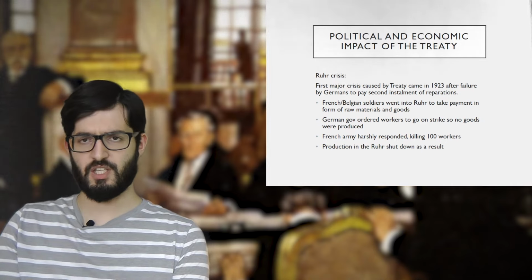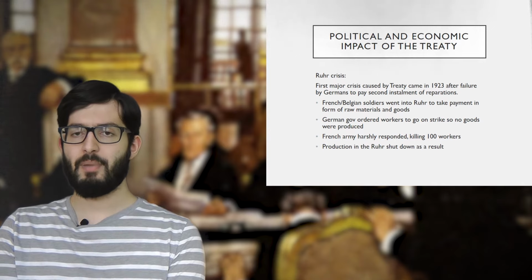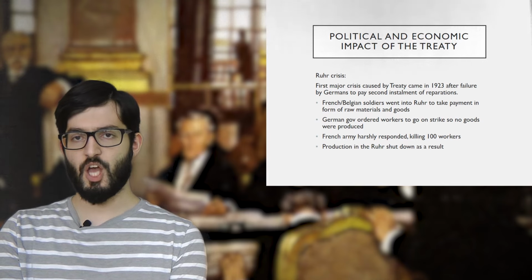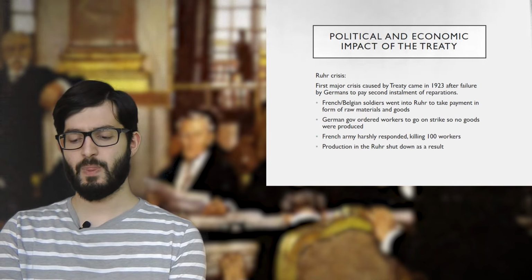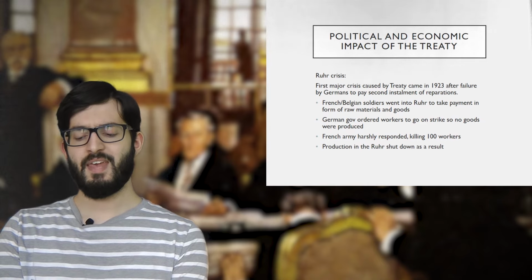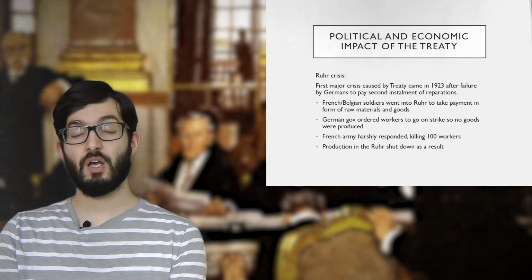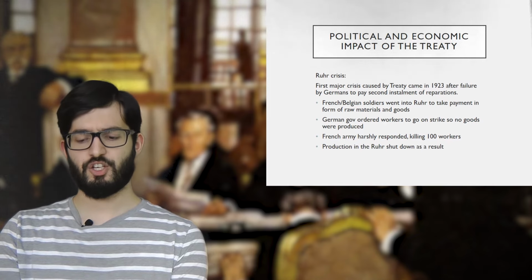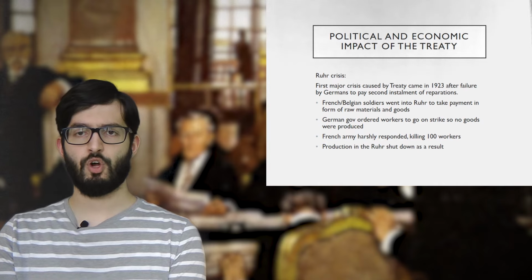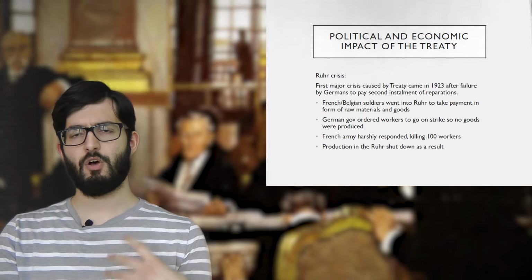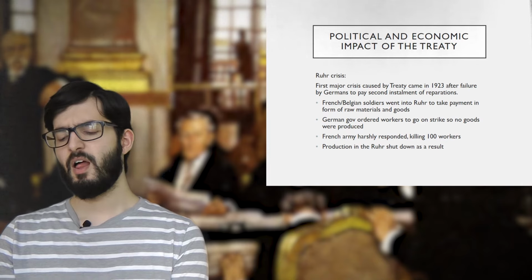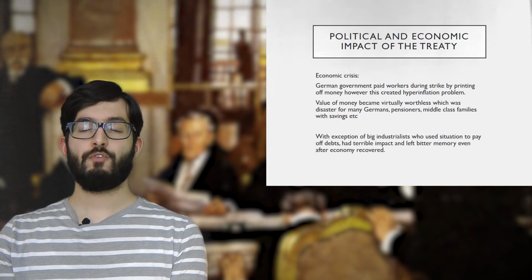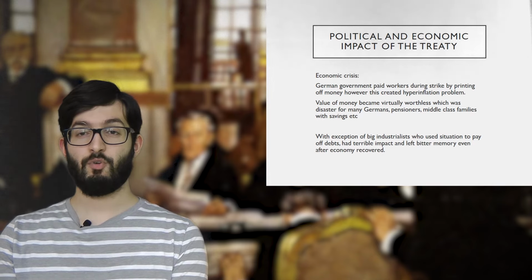The French respond quite harshly to this, not impressed at all by this attempt by the Germans, as under the Treaty of Versailles it was legal for the French to go into Germany and take goods by force if necessary. And so the French army responds harshly, in the end killing 100 workers during the course of this strike. And so eventually production in the Ruhr is shut down as a result of this Ruhr crisis. So you have the first major impact of the Treaty of Versailles in terms of a specific event in the Ruhr crisis. The Ruhr crisis, however, has an offshoot in terms of the economic crisis that it therefore creates.